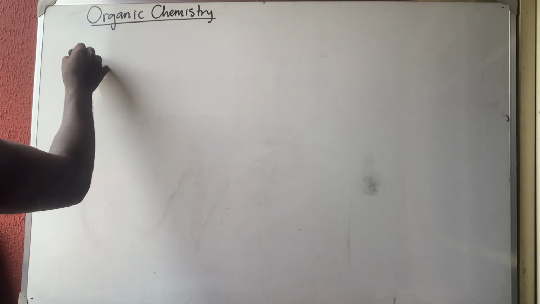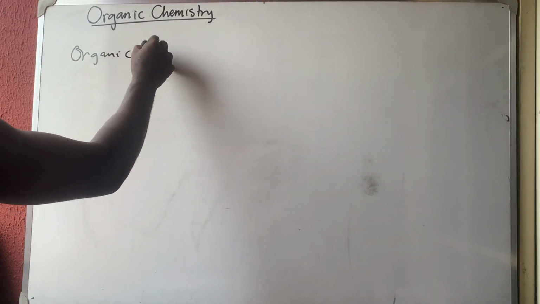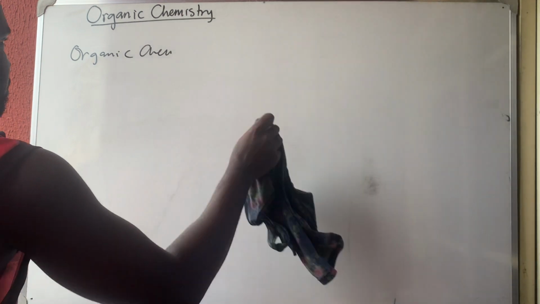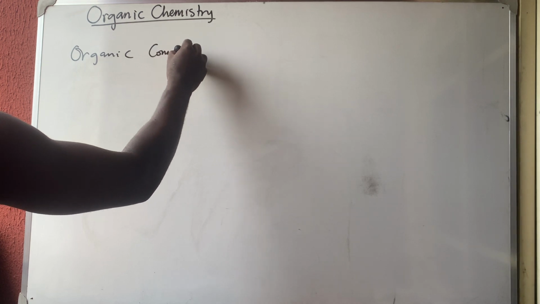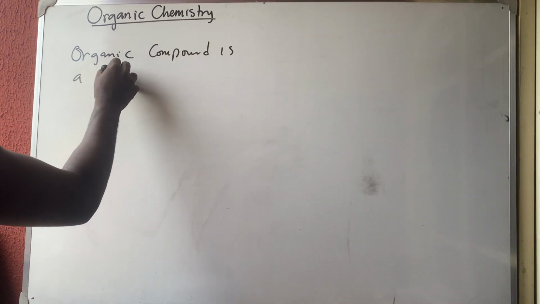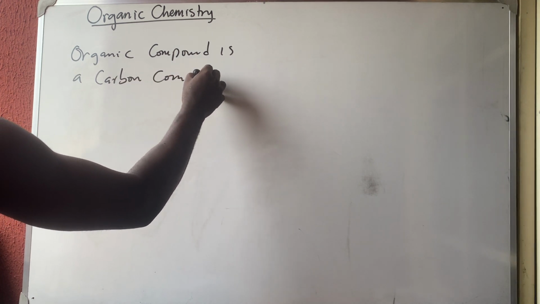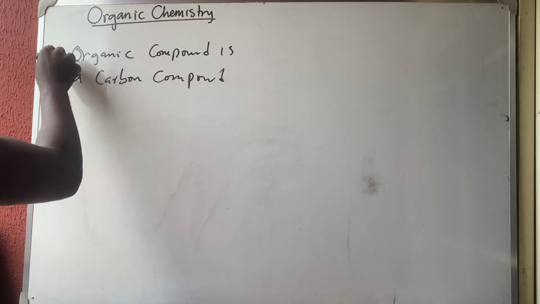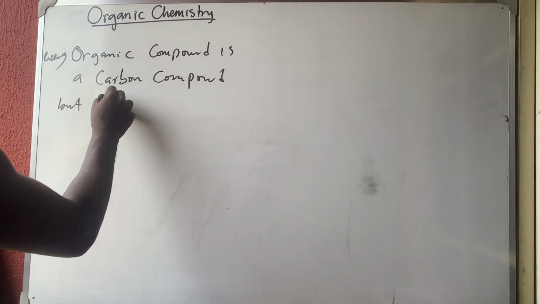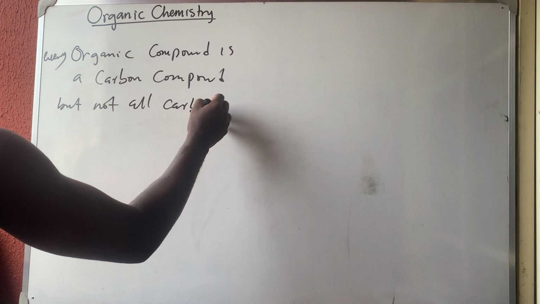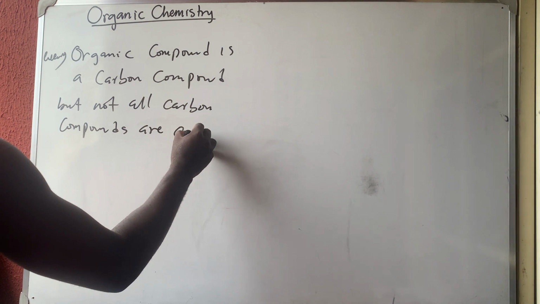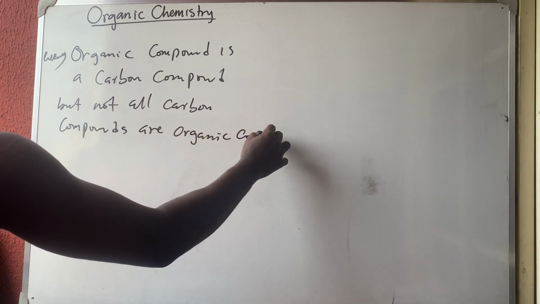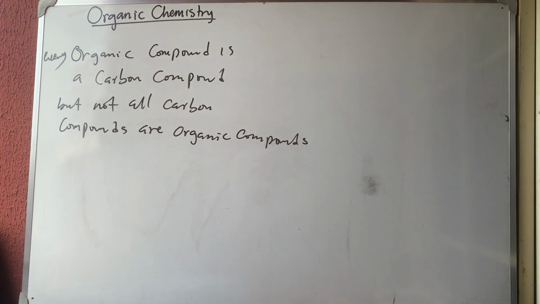You need to know that every organic compound is a carbon compound. Very important. Every organic compound is a carbon compound, but not all carbon compounds are organic compounds. Please note that. So let me tell you the exceptions, some carbon compounds that are not organic compounds.